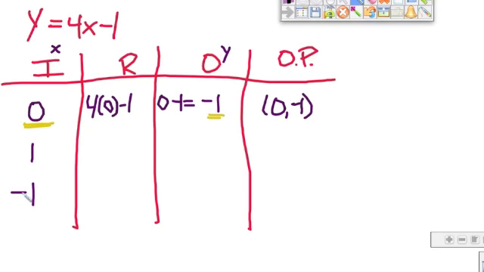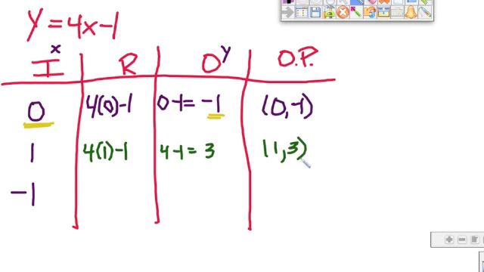Now let's do the next one. Okay, now I'm going to do the positive 1. So I'm going to do 4 times 1 minus 1. Well, I know that's 4 minus 1, so 4 minus 1 is going to give me 3. My ordered pair here, again, is 1, your input, and then your output of y, which is 3.